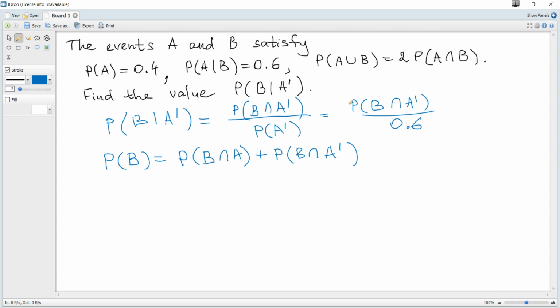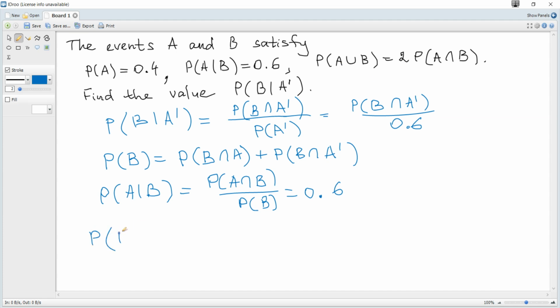And let's consider what is given. Let's consider probability of A given B. What is it? It's probability of A and B divided by probability of B, and it's 0.6. And also, let's consider probability of A or B, and we know the formula for A or B.